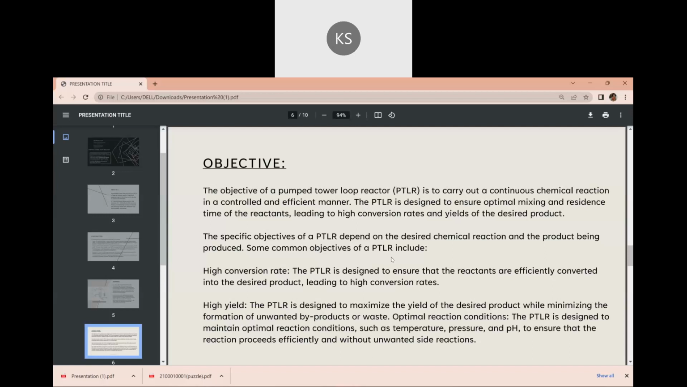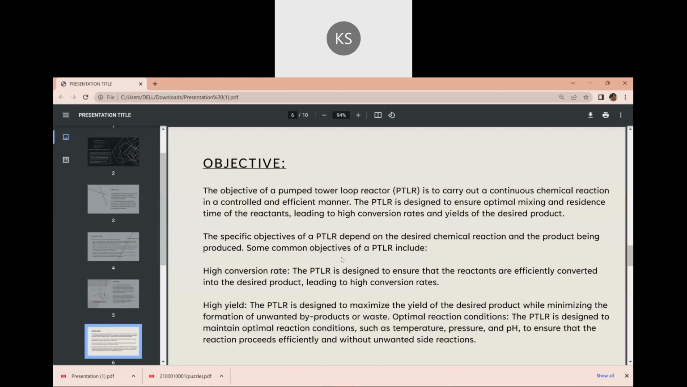Specific objectives of the pump tower loop reactor depend on the desired chemical reaction and the product being produced. There are different types of objectives of the pump tower loop reactor. The first one is high conversion rate. So in the pump tower loop reactor, more amount of reactants are converted into products rather than being unuseful as impurities. So thereby, in a pump tower loop reactor, the reactants have high conversion rates and high yield.